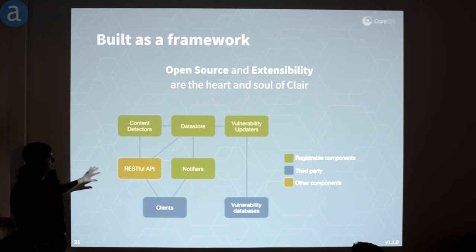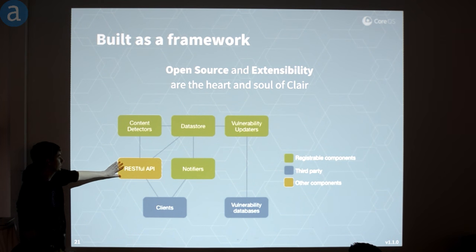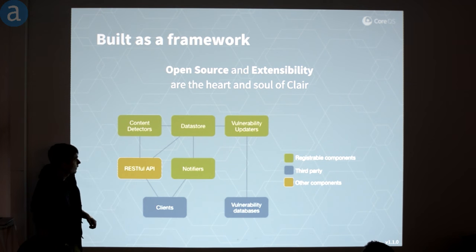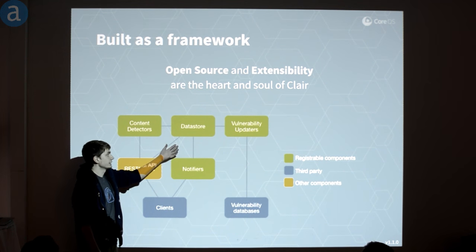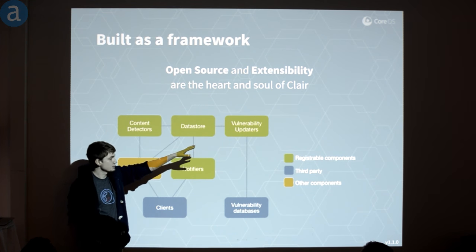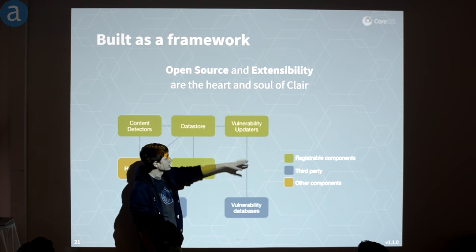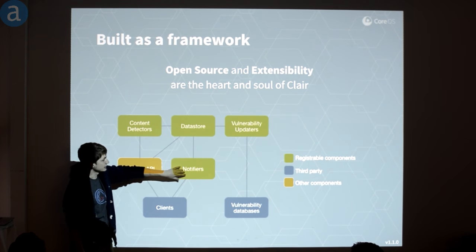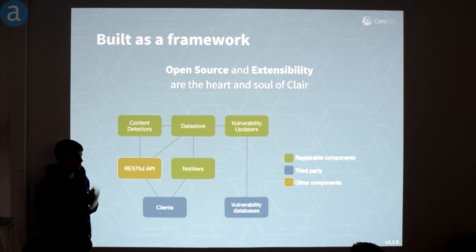So this is a simplified architecture diagram of Clair. We have clients here that communicate to Clair using its RESTful API. That RESTful API can either talk to content detectors, in the case of an image analysis, or talk directly to the data store. We then have notifiers, which are the systems that send the notifications. We have the data store, obviously, and finally vulnerability updaters over there that communicate with external vulnerability databases to fetch their knowledge about vulnerabilities and store it in the Clair-specific database. Everything you see in green there can be extended, and to extend them, you simply have to implement their interface.